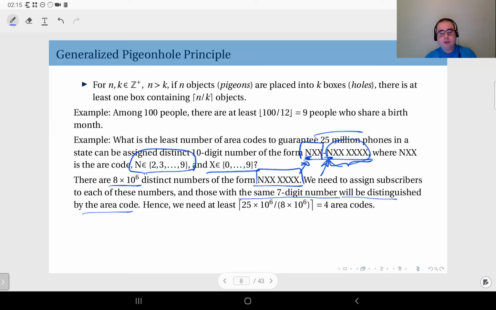Okay, so we are looking for the minimum number of area codes. So divide 25 million by 8 million and take the ceiling. Well, this is of course 3 point something, but take the ceiling, you get 4 area codes. This is the minimum necessary. It doesn't guarantee you, but what it says is you cannot do this with 3 or less, because if you assign 3, the maximum you can get is 3 times 8 million, that's 24 million. You cannot hit 25 million with that. So what this is saying is you need at least 4, and who knows, maybe more.